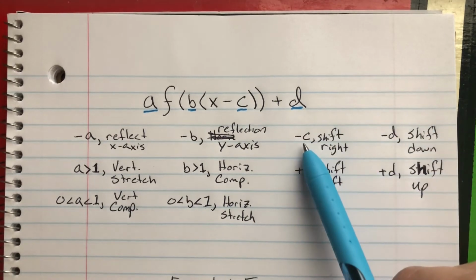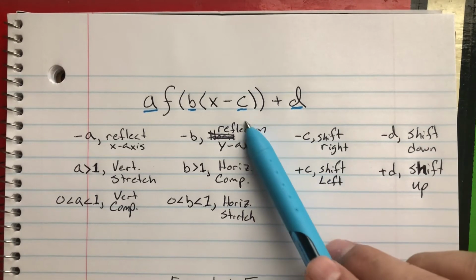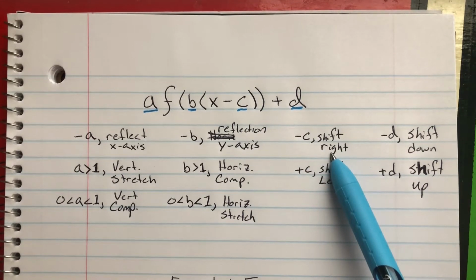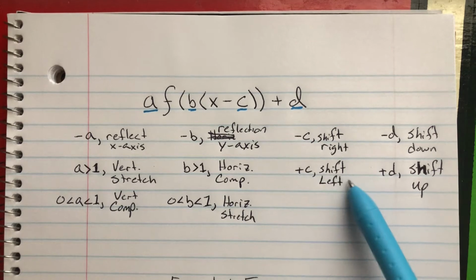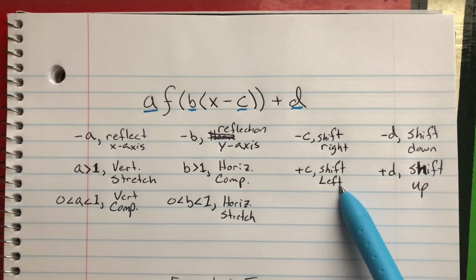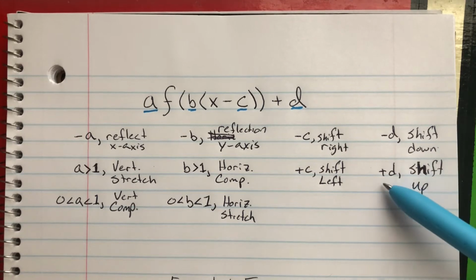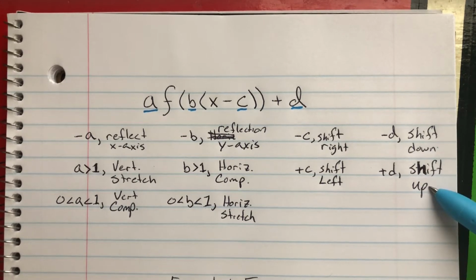Okay, and then we have C. When we subtract C, we actually shift to the right. And when we add C, we actually shift to the left. And then D is the last one. When we subtract D, we shift down. When we add D, we shift up. So those are the basic rules.